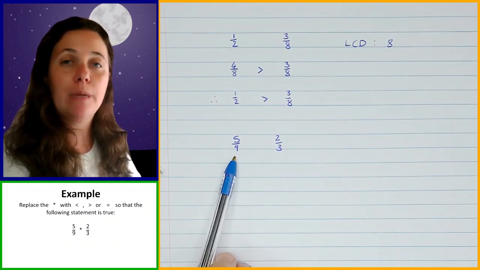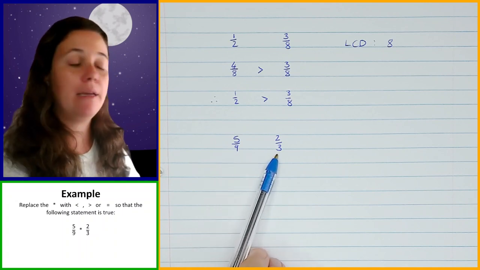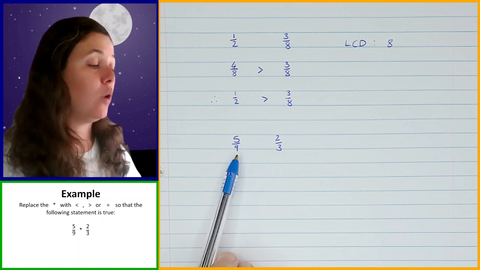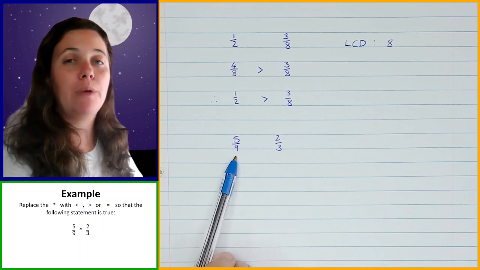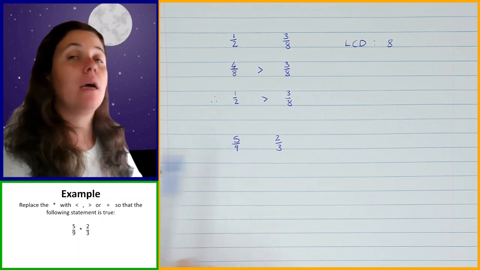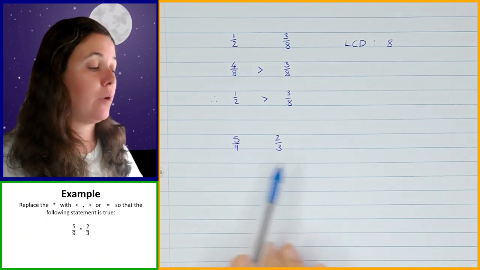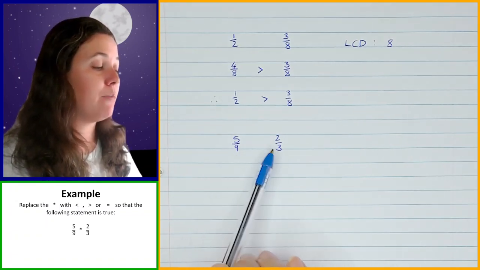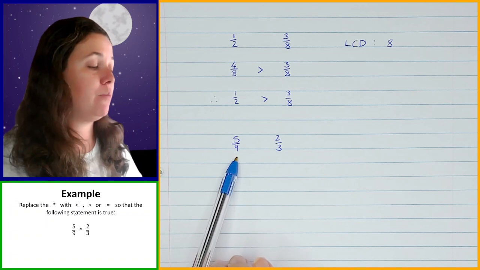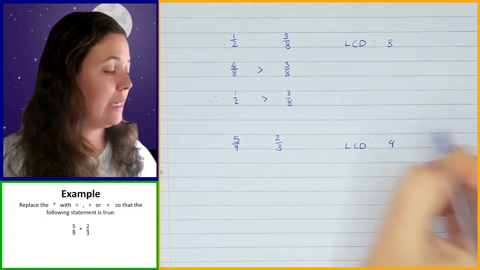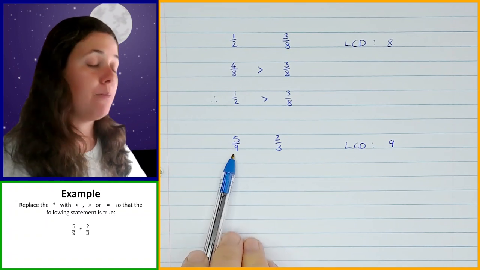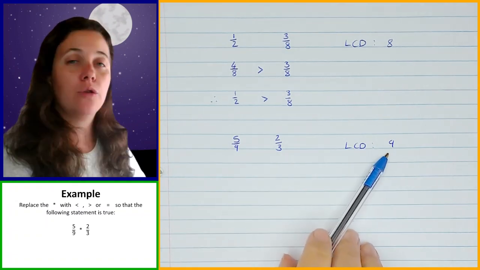Over here, I've got a denominator of 9, and this one is 3. Now, when one of the denominators is a multiple of the other, then this will be our LCD. It won't always work that way. But in this case, this is a multiple of that, which means that this is going to be my LCD. So my LCD is going to be 9. Okay? Both of these do go in to 9.